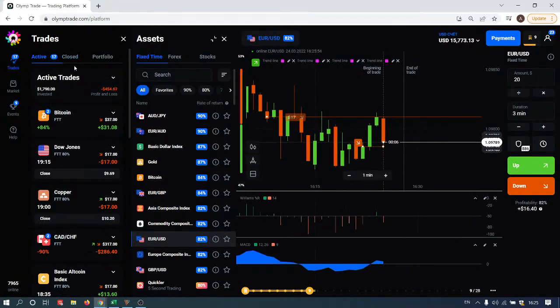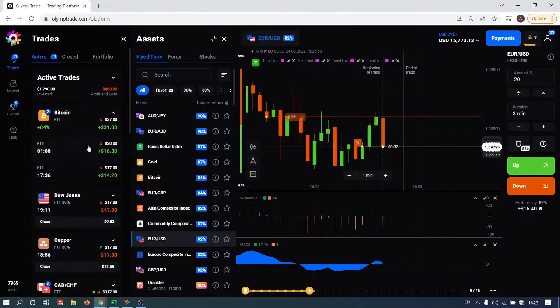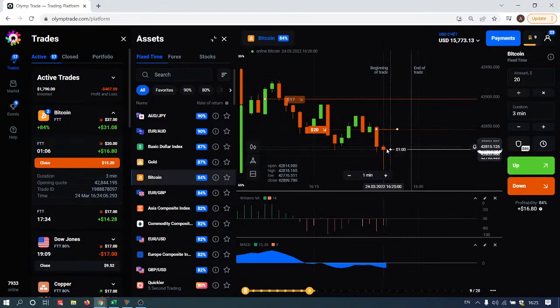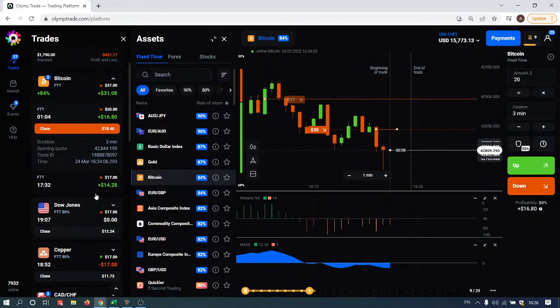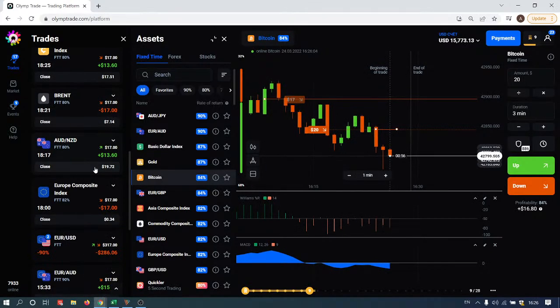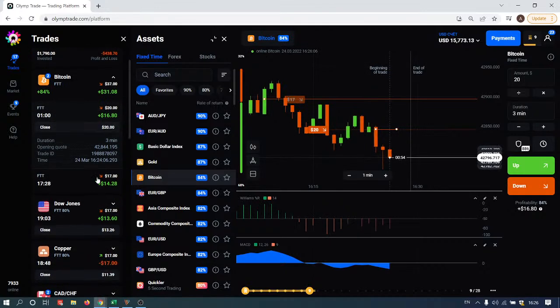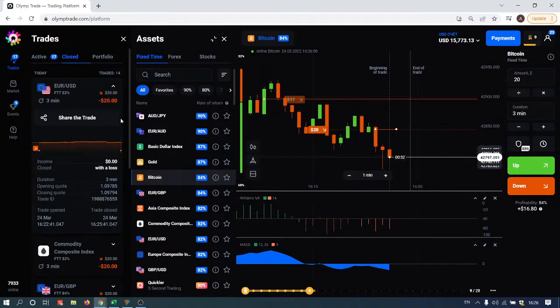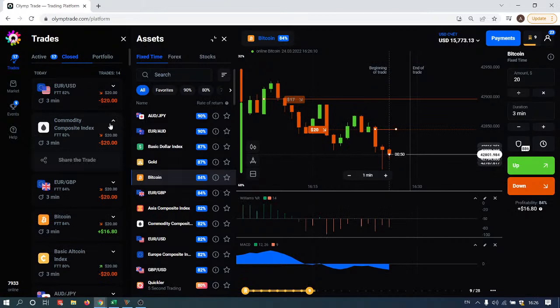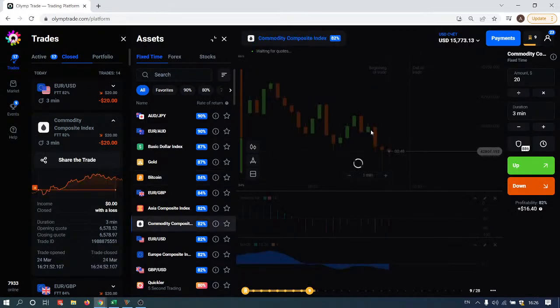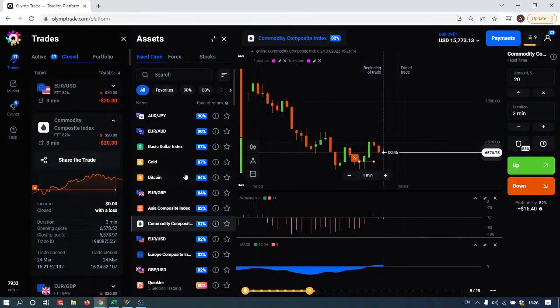All right. So how are my trades going? I have another trade here on Bitcoin, which is going in the desired direction, and unfortunately, this trade here on commodity index closed with a loss.